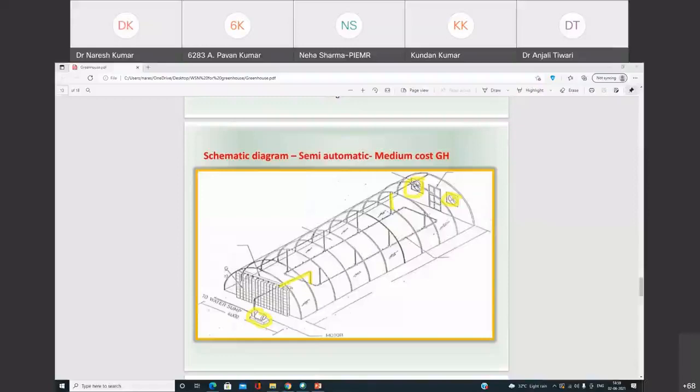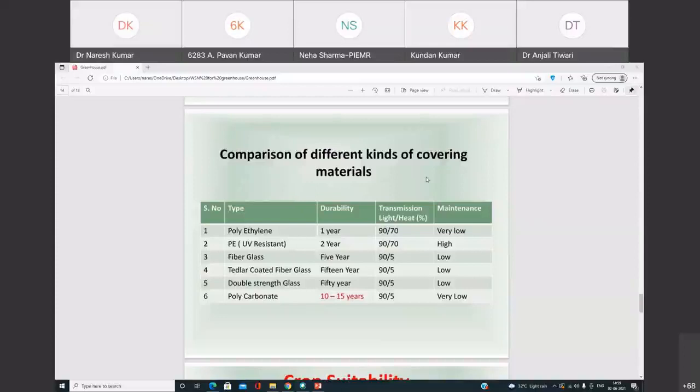So these are only two actuators connected to them, motor and all. And this is the comparison of different kinds of covering material, the cladding material, their durability, their transmission of the heat, or the percentage of heat, and then maintenance. So there's the one comparison. If you have polyethylene, then its durability is 1 year, and transmission of like 90% to 70% of the heat, and maintenance is very low.